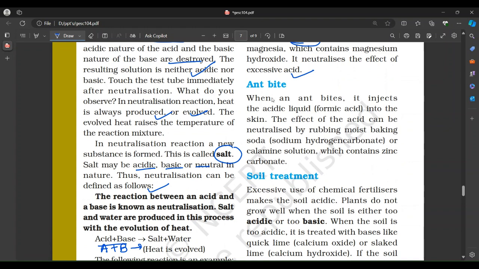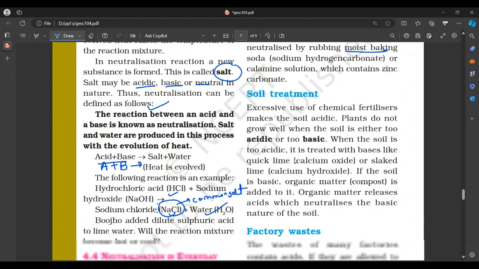Now the next example is an ant bite. When an ant bites, it injects an acidic liquid, that is formic acid, into the skin. The effect of the acid can be neutralized by rubbing moist baking soda, which we use in baking products, also known as sodium hydrogen carbonate, or calamine solution, which contains zinc carbonate.